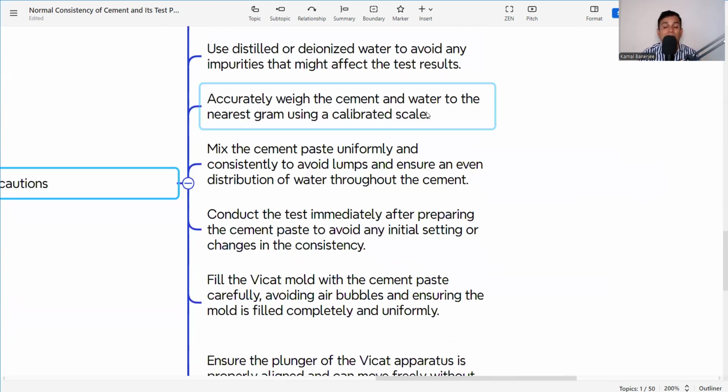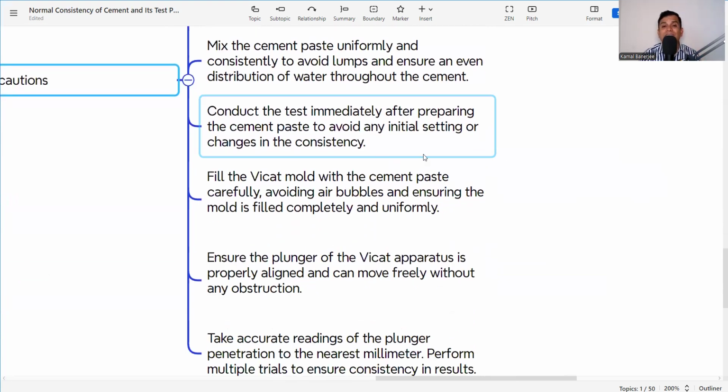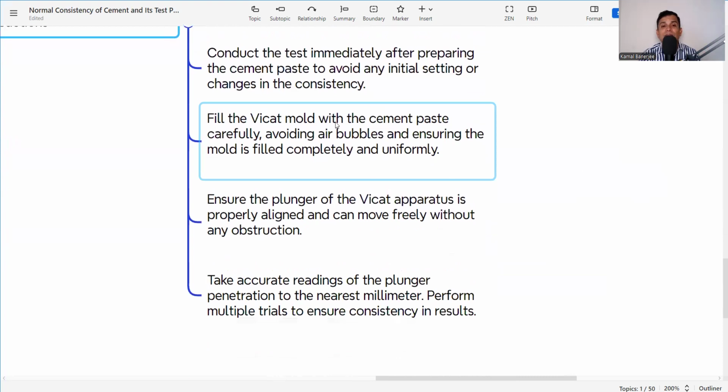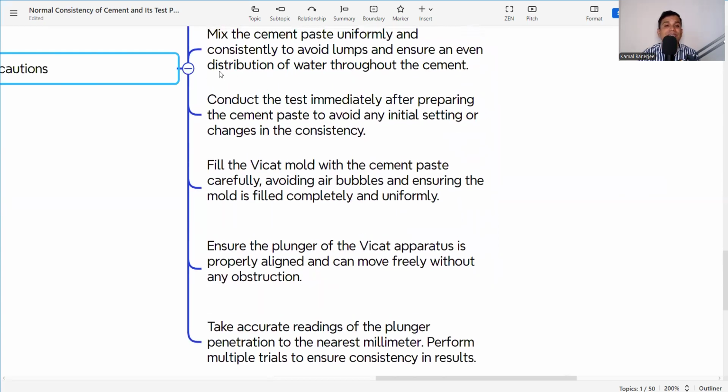Then accurately weigh the cement. That means whatever weighing balance we use should be calibrated. Mix the cement paste uniformly and consistently to avoid lumps. That means a uniform mix has to be achieved. Then conduct the test immediately after preparing the cement, as we already discussed, to avoid any type of setting. Fill the Vicat mold with the cement paste carefully, avoiding air bubbles, as already discussed. Ensure that the plunger of the Vicat apparatus is properly aligned and can move freely without any obstruction. Then take accurate readings of the plunger penetration to the nearest millimeter. Perform multiple trials to ensure consistency in results.